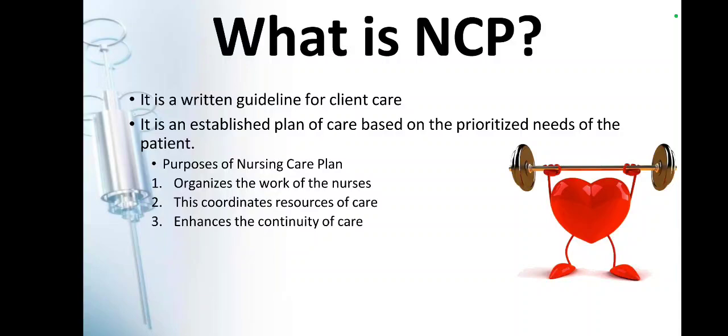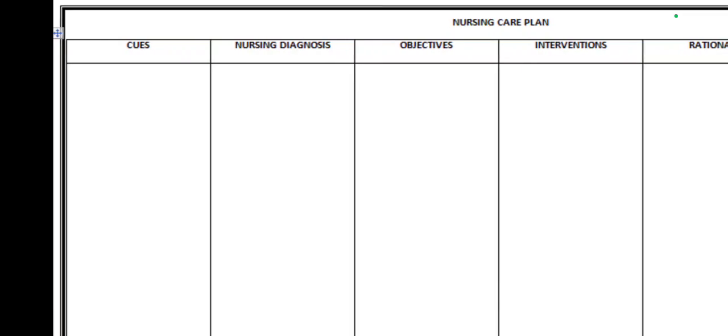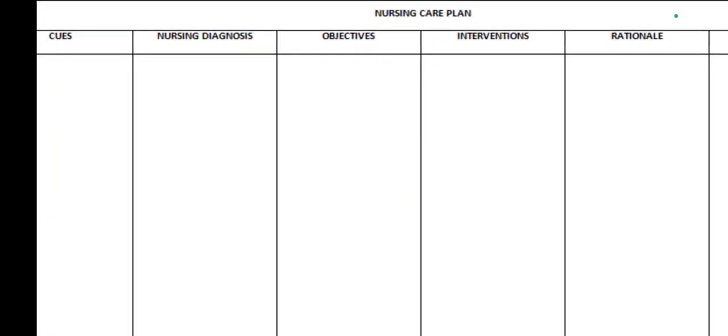So what are the purposes of your nursing care plan? First, it organizes the work of the nurses. It coordinates resources of care and enhances the continuity of care. So this is what a nursing care plan looks like. Here we have the cues. You will put here your subjective data and your objective data. Then the nursing diagnosis, and then your objectives. These are your goals, either short-term or long-term.